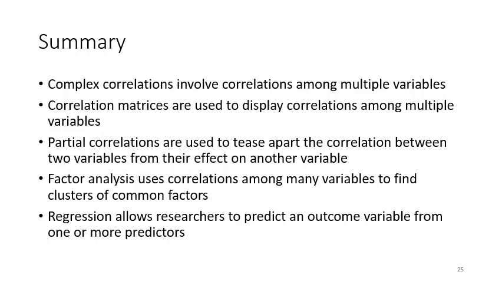So to summarize, complex correlations involve correlations among multiple variables. Correlation matrices are used to display correlations among multiple variables. Partial correlations we use to tease apart the correlations between two variables from their effect on another variable. Factor analysis uses correlations among many variables to find clusters of common factors. And regression allows researchers to predict an outcome variable from one or more predictors.